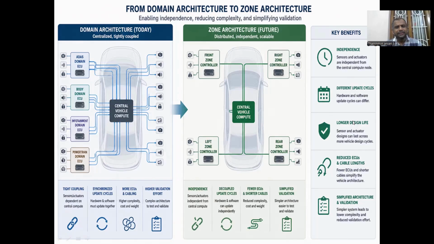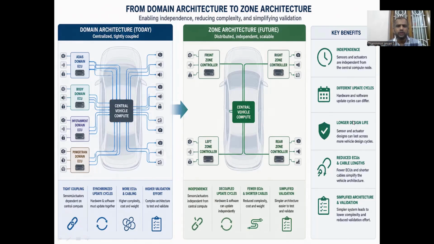Then, as we have a controller for each domain, the number of cables and the number of ECUs in the network will be more, which increases the size of the system. When you have a complex network, your validation effort will be more. So you have to spend more time to test and validate the system. That's how it works.